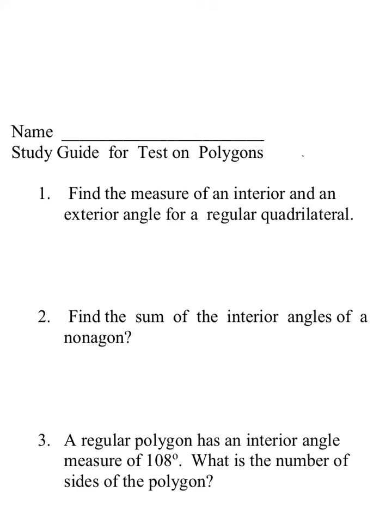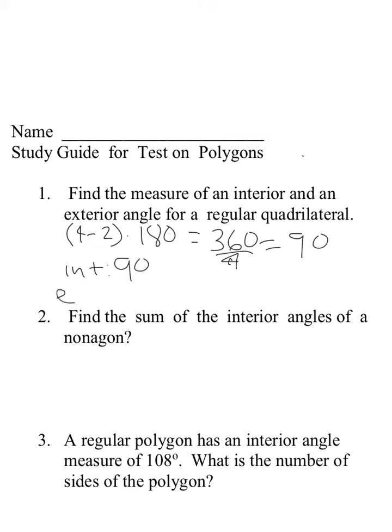How do we find the sum of interior angles? You do the n minus 2 logic. N minus 2 times 180. But if I just want one interior angle, I do what with 360? So my interior angle obviously is 90.